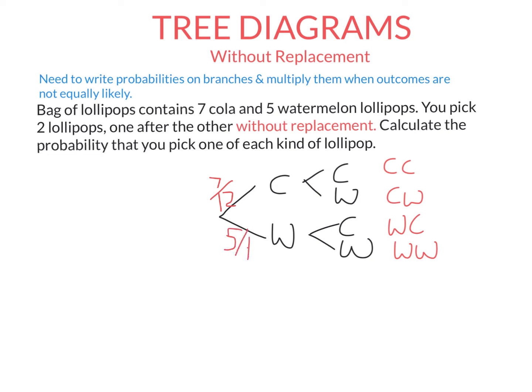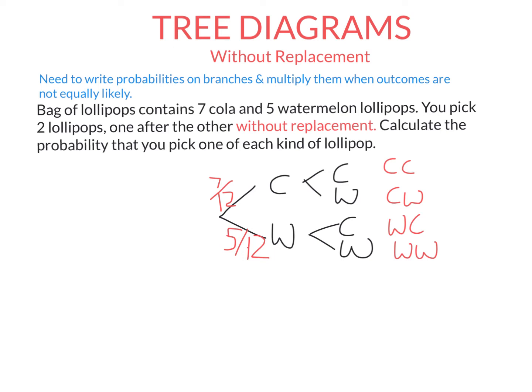Now, what we need to do to finish this question is we need to understand the difference between with and without replacement. On the previous video, we looked at this exact example when the lollipops were picked with replacement. So with replacement means if you pick a cola the first time, then you replace it with a cola before you pick the second lollipop. Similarly, if you pick a watermelon, you would replace it with another watermelon before you pick the second lollipop.